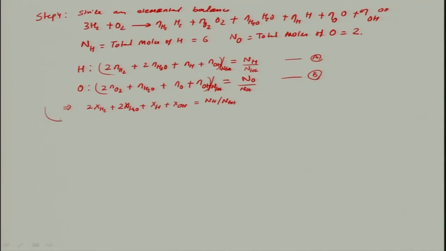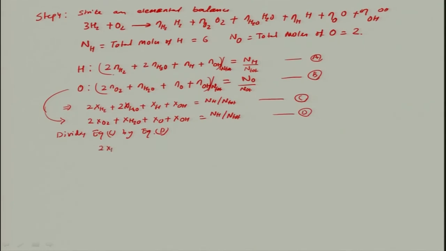Similarly, from this expression, I can get 2XO2 plus X water plus XO plus XOH is equal to NO by N total. If I say this is C and D, now I will divide equation C by equation D, we will get, what is that? 2xH2 plus 2xS2O plus XH plus XOH divided by 2XO2 plus XO plus XOH is equal to NH by NO. There is an error here, NO in equation D, and N total cancels out. This will be equation 9.